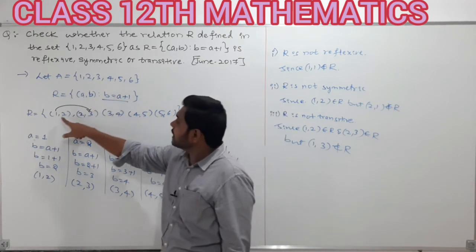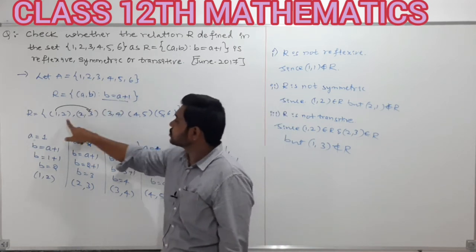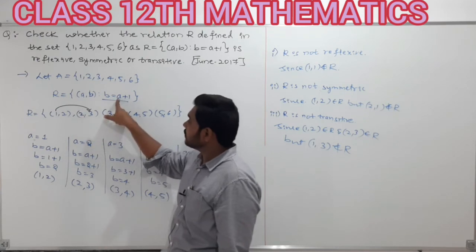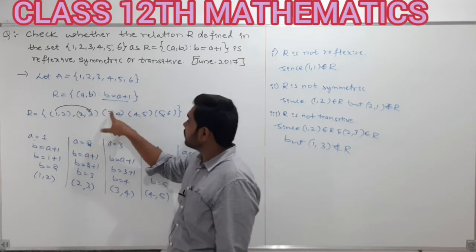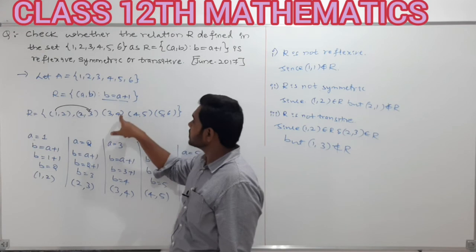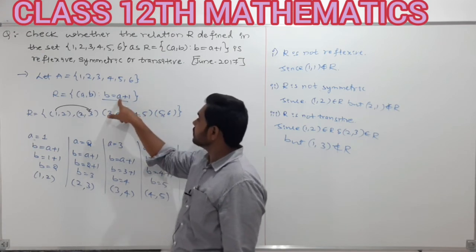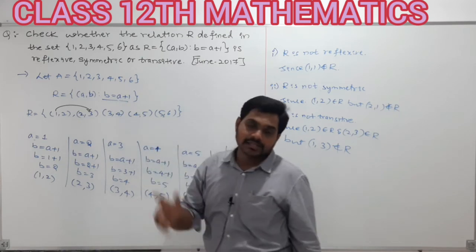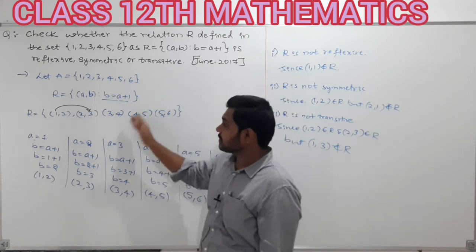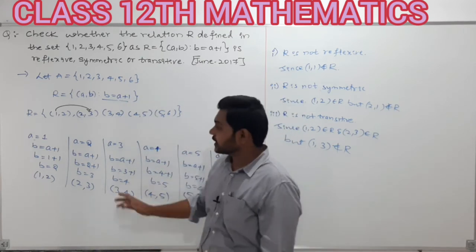If you give a value as 1, 1 plus 1 is 2, and next a value if you give 2, then 2 plus 1 is 3. If you give a value 3, then 3 plus 1 is 4. If you give a value 4, then 4 plus 1 is 5. If you give a value 5, then 5 plus 1 is 6. Like this also you can write. But since I am solving this question for the first time, I calculated all this.